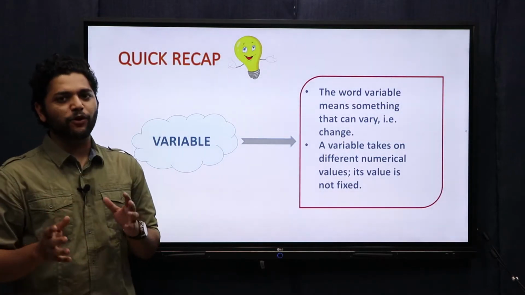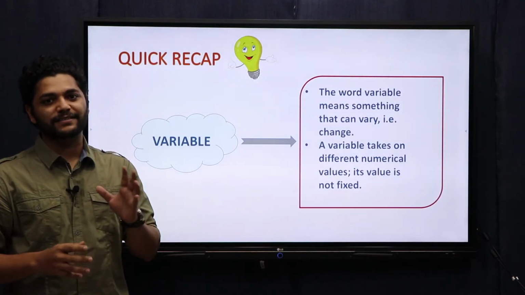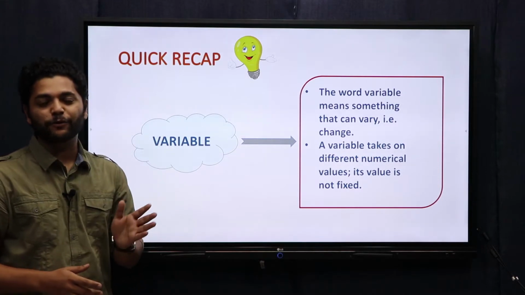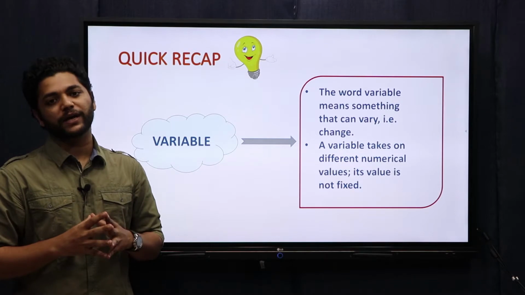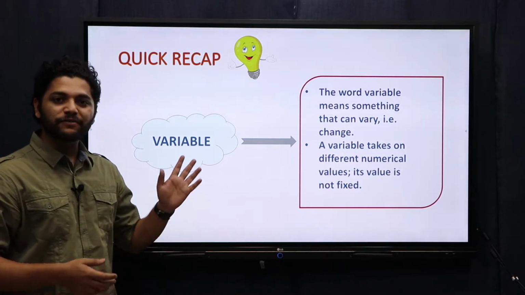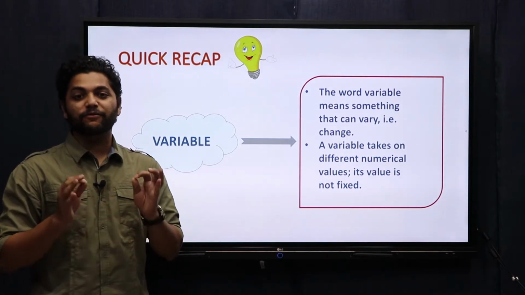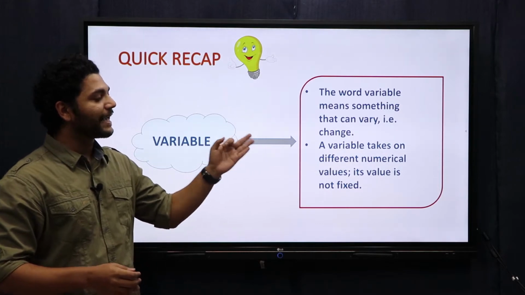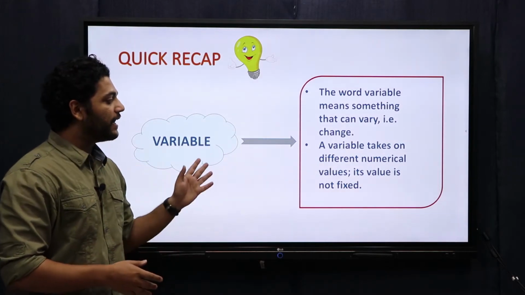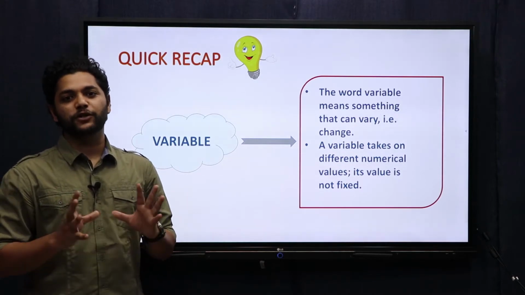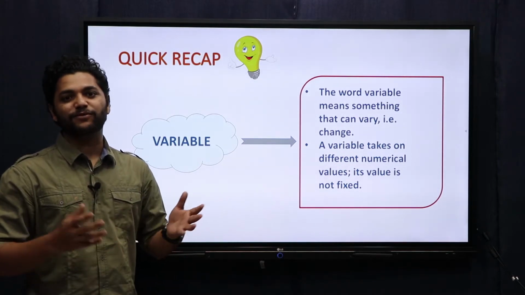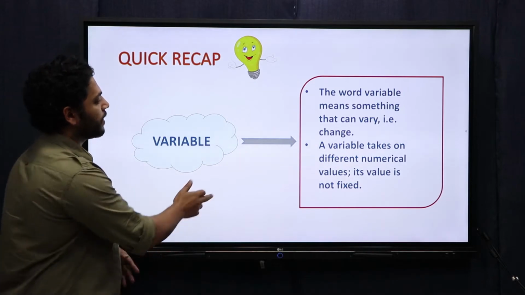I'm sure you might have already studied some of these things in class 7, where you learned about what equations are and what the different terms used in an equation are, but still let us have a quick recap. Variable. What is a variable? As the name suggests, a variable is something that can vary, that is change, and a variable takes on different numerical values. Usually a variable is denoted by single letters like x, y, l, m, n, etc.